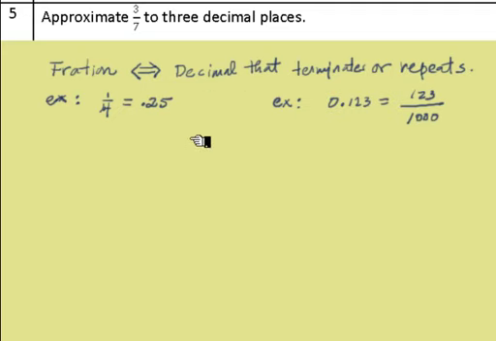All right, here are two examples. First, fraction to decimal, 1/4. That the fraction 1/4 is equal to the decimal 0.25. And going the other way, the decimal number 0.123 is equal to 123 over 1,000. All right, now 3 over 7 is an example of a decimal number that repeats, but it repeats after many digits. So we're just going to find 3 decimal places. Now, you see this word approximate.